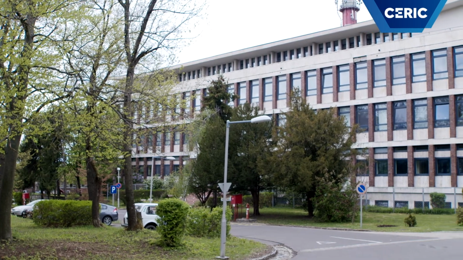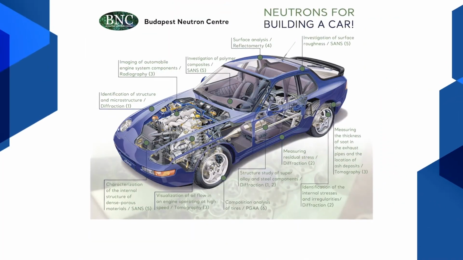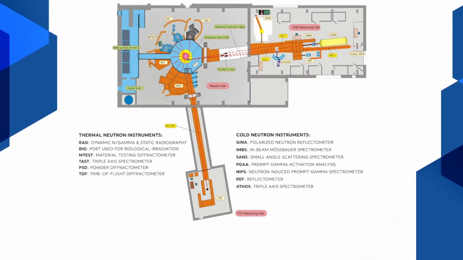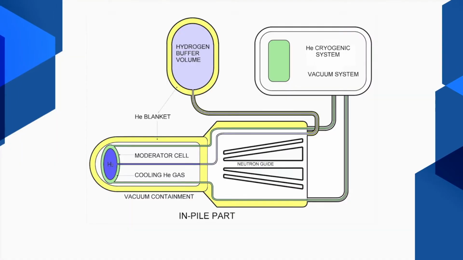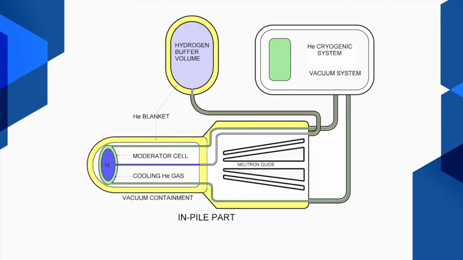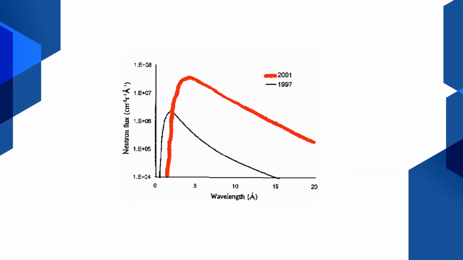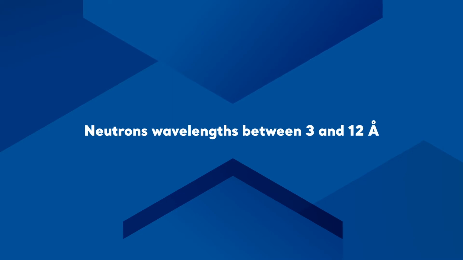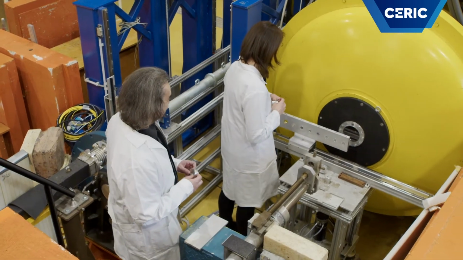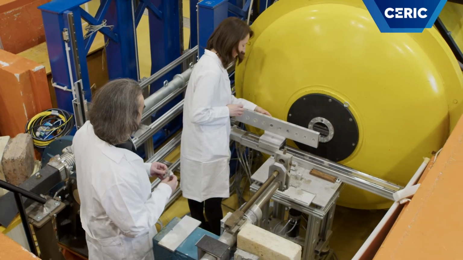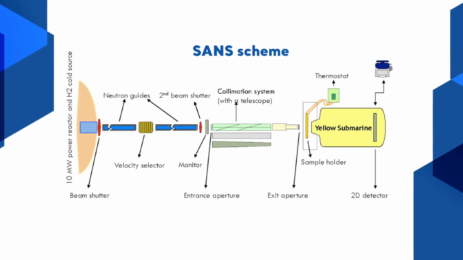We are in the cold neutron guide hall of the Budapest Neutron Center. The neutrons used here are cooled down in a liquid hydrogen tank to 20-30 Kelvin. At this temperature, most of the neutrons will have wavelengths between 3 and 12 angstroms. The yellow submarine SANS instrument uses these cold neutrons to study the nanostructure of materials.